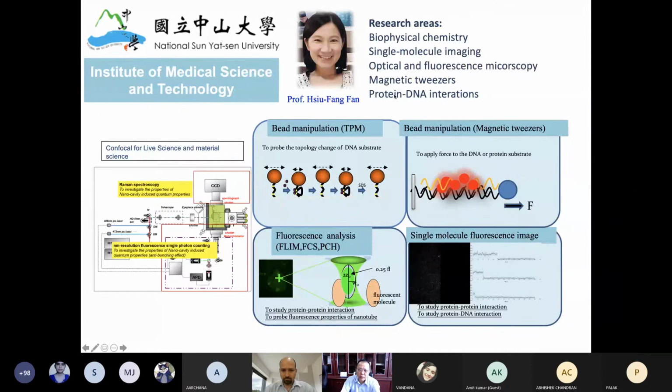And Professor Fan, her background is from chemistry. And right now she set up an optical system, and this optical system can detect single molecules. So right now she is focused on single molecules, like DNA and protein interaction.